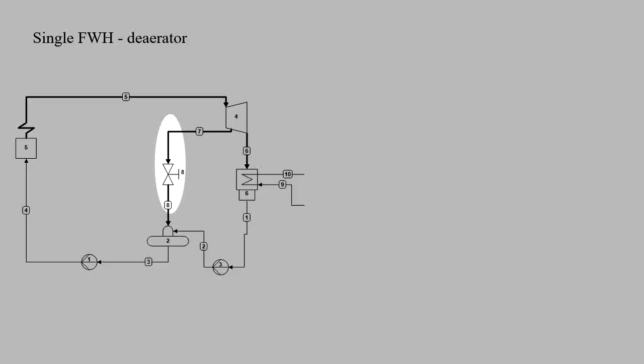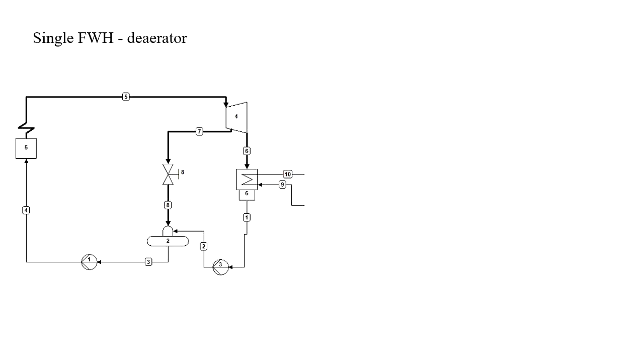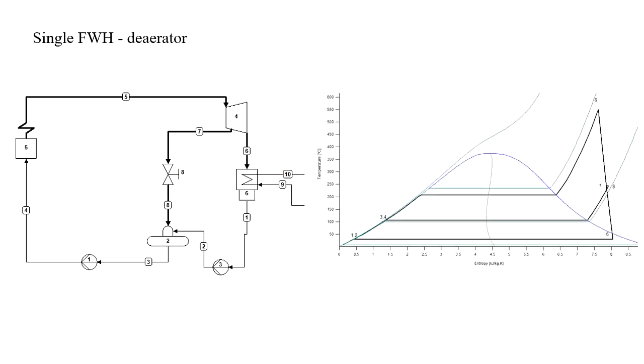As the steam line is rather long, we will assume a pressure drop in this steam line, represented on the process flow diagram by a valve, component number 8. A temperature entropy diagram of this cycle is then shown on the right side of the slide.